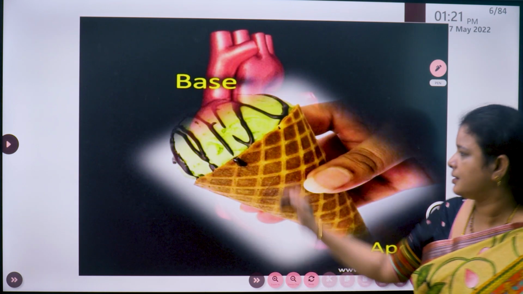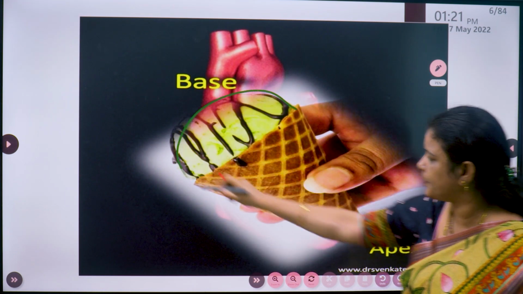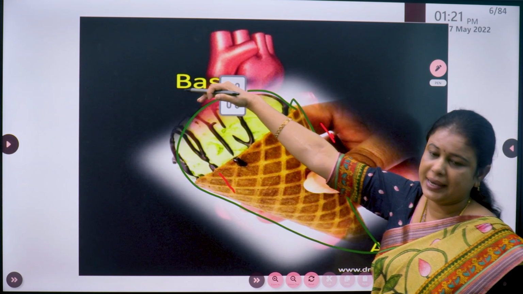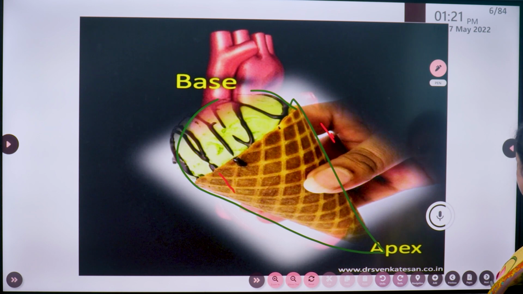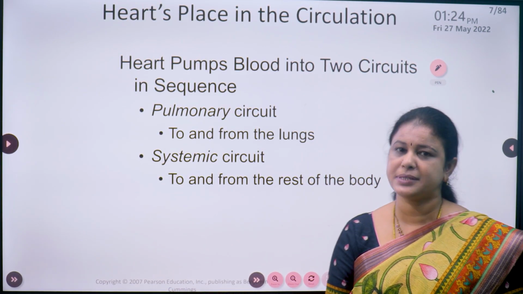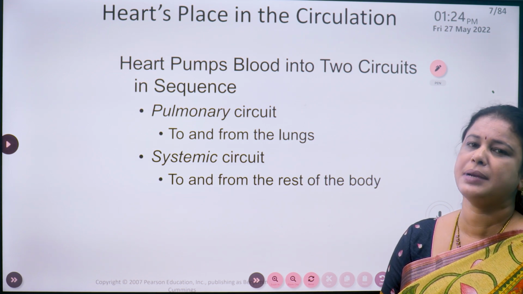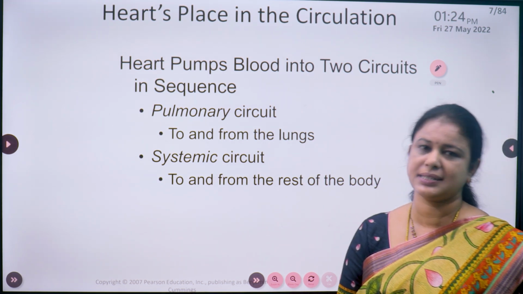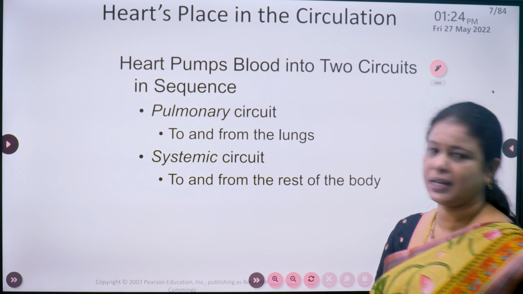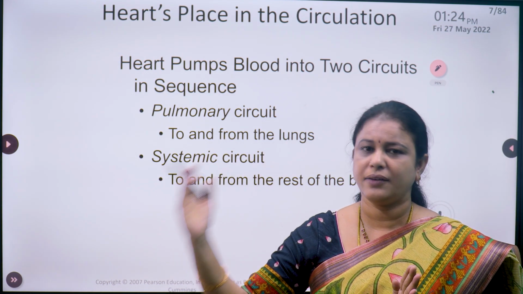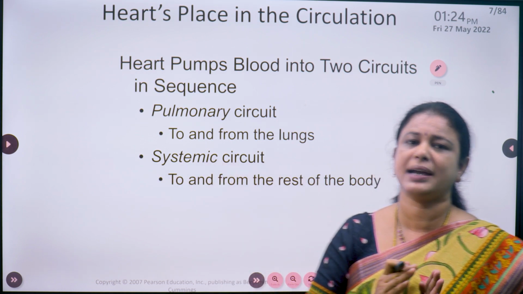The heart is a cone shaped organ. This is the base and this is the apex. The heart pumps the blood in two circuits: the pulmonary circuit, or pulmonary circulation, and the systemic circulation. In pulmonary circulation, how the blood from the heart reaches the lungs, and from the lungs how it comes back to the heart.